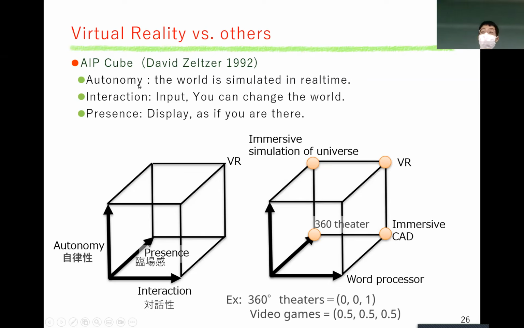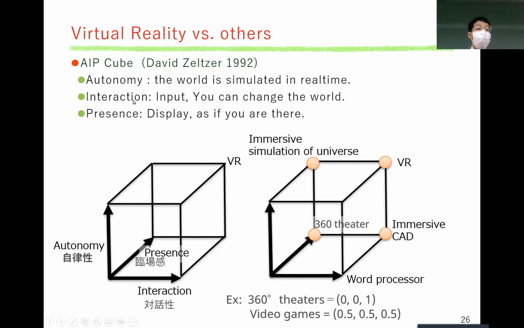He placed three axes: autonomy, interaction, and presence. Virtual reality should have these properties. His claim is virtual reality should have these three properties: autonomy, interaction, and presence. So autonomy means the virtual world is simulated in real time, so it autonomously changes. Even without any interaction by the user, the world is changing. This is autonomy.